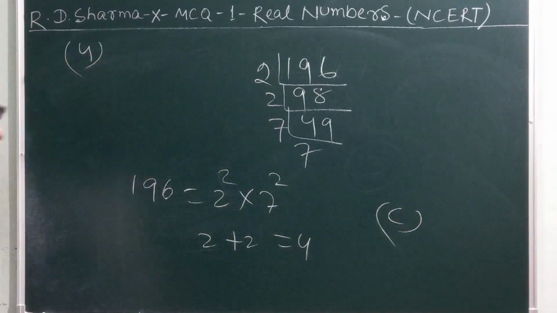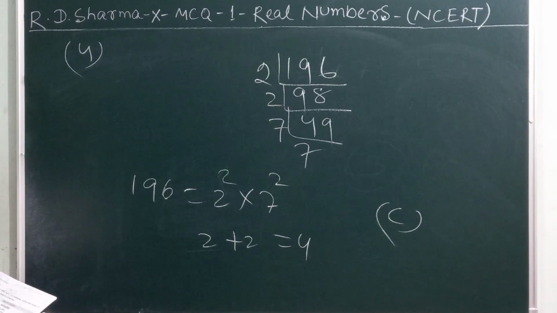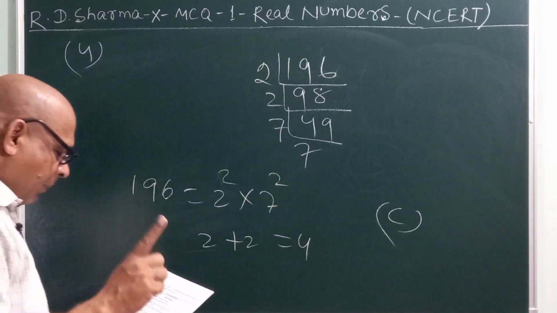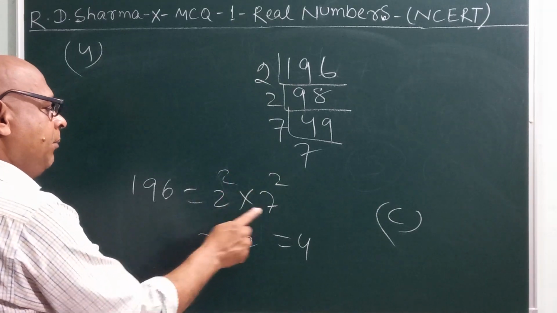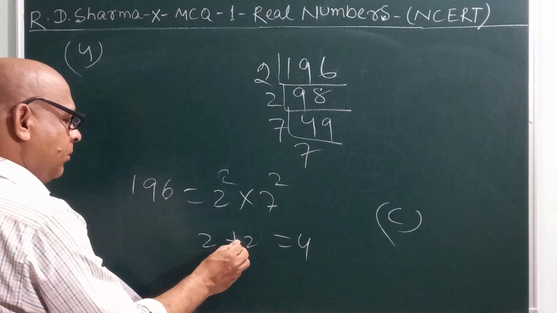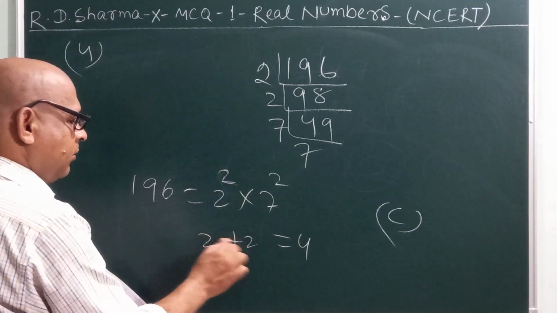The question is the sum of exponents of the prime factorization. Prime, exponent, sum. Clear? Sum.